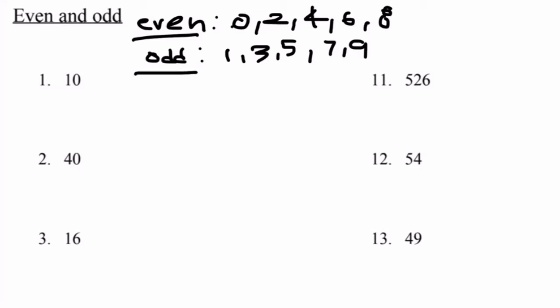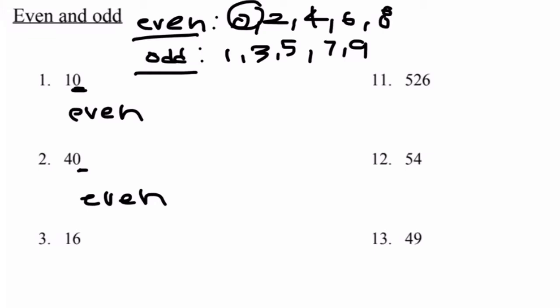Number 10. When identifying numbers that are greater than 9, we have to look at our ones place to determine whether or not the number is even or odd. 10 ends with a 0, which means that it is even. Number 2, same method. 40. We look at our ones place, it ends with 0, and 0 is part of our even list. Therefore, 40 as a whole is even.